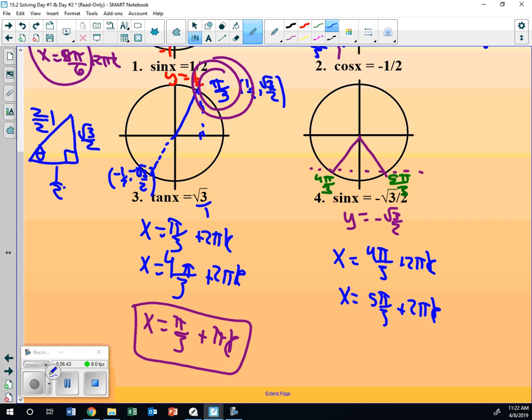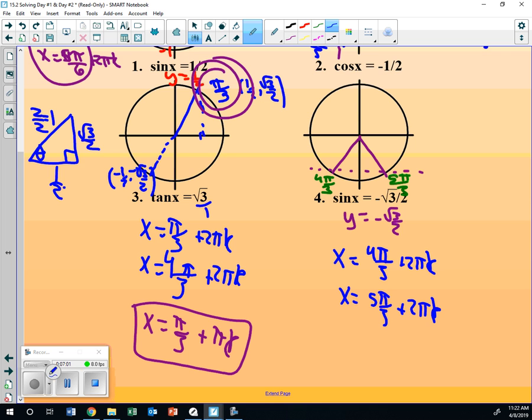How many of you had 7 pi over 6 and 11 pi over 6? You were just thinking of 1/2, negative 1/2. Yeah. It's all right. And this is the kind of thing I'm going to ask you to do for tomorrow, that you can find those.